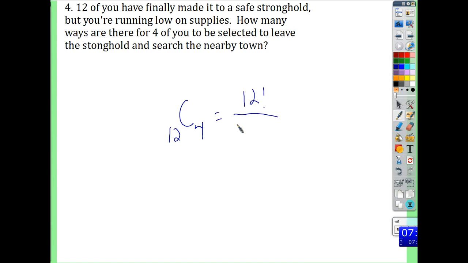12 factorial over 4 factorial times 8 factorial. So this cancels some of this, leaving 12 times 10 times 9 times 11. And 8 gets canceled by 8 factorial. 4, 3, 2, 1. 3 and 3 there. 2 will cancel with this. 10, 5. See, that's 9 times 5, 45, 495.